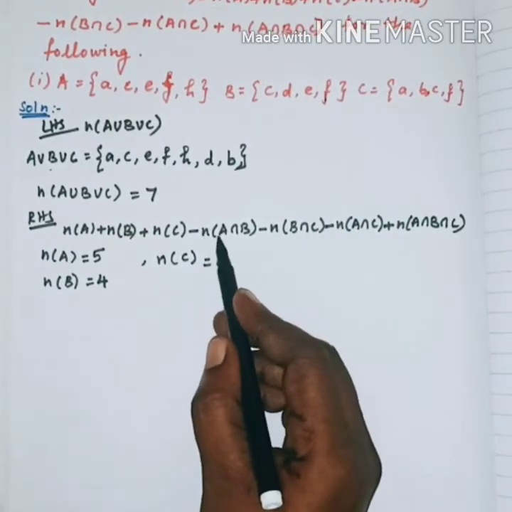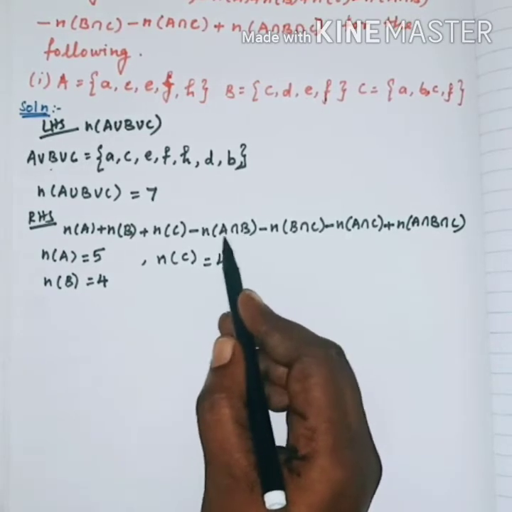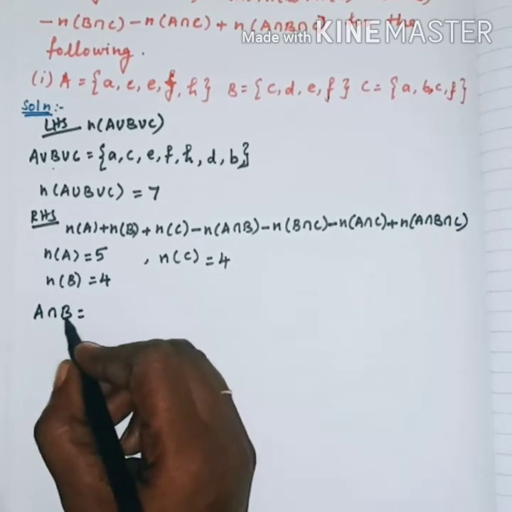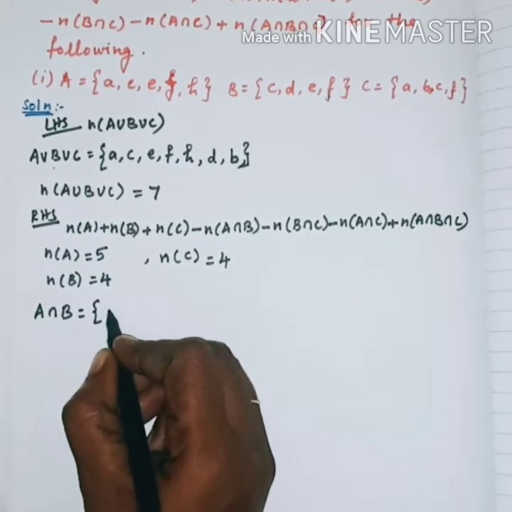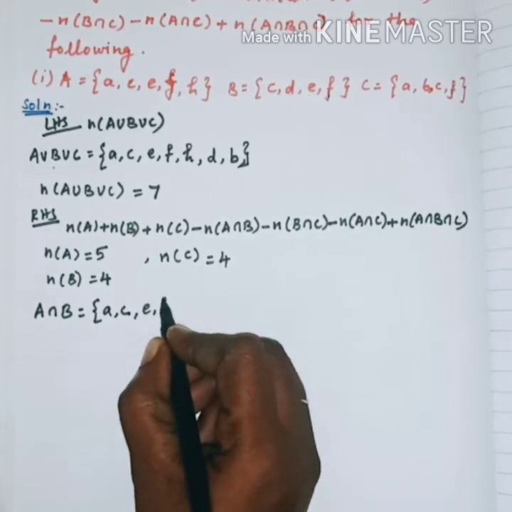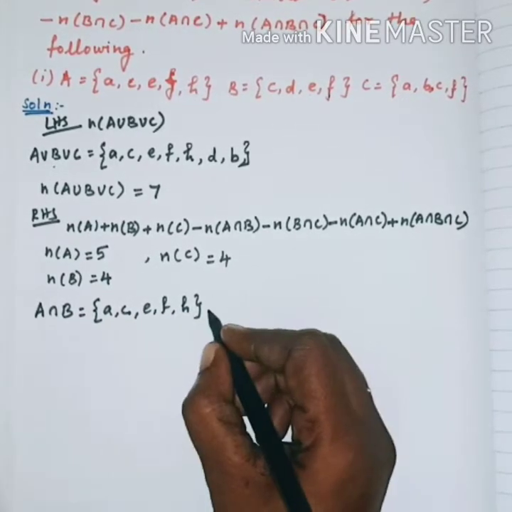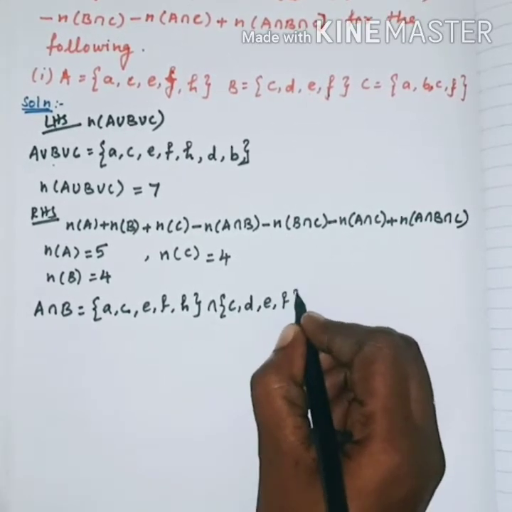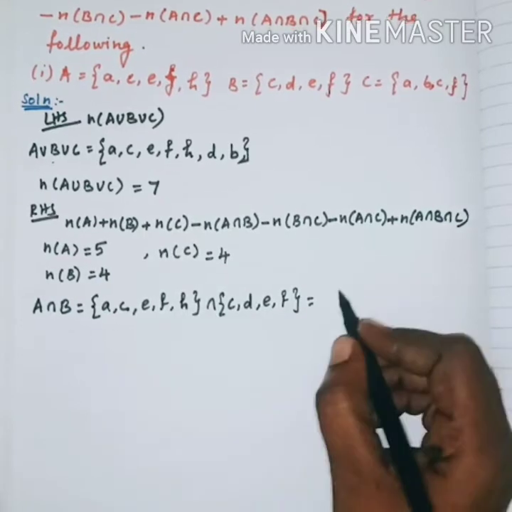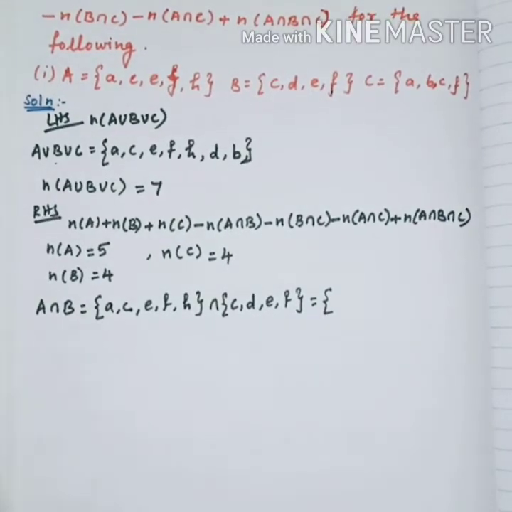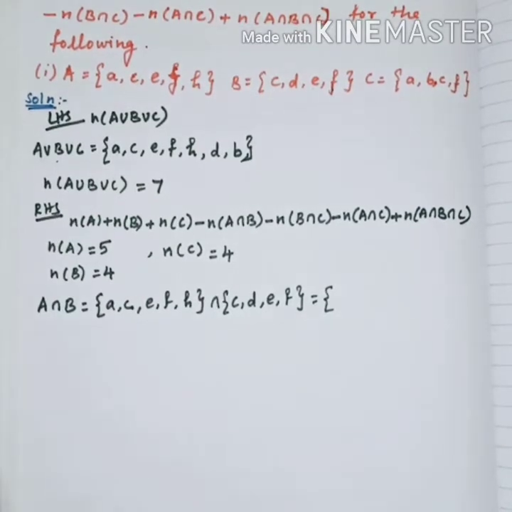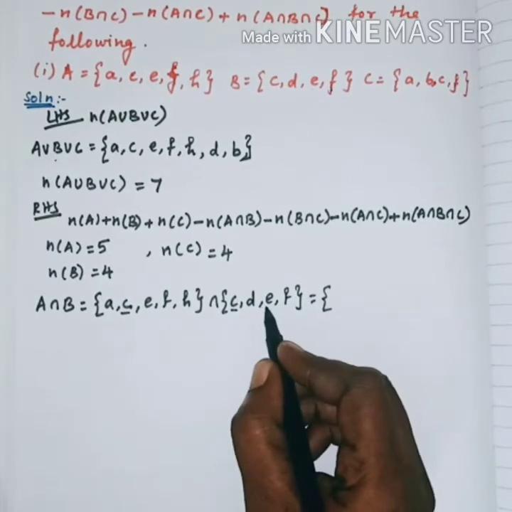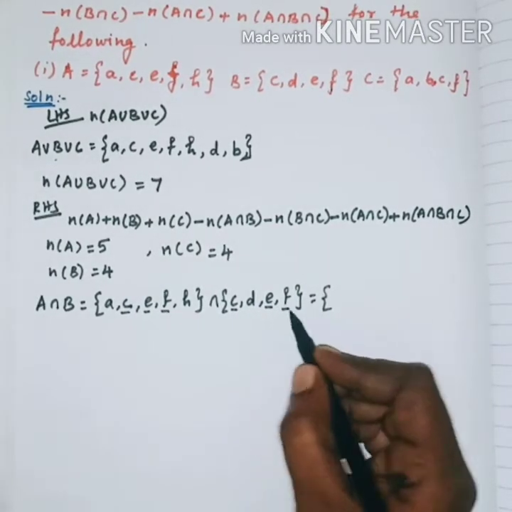Next we have to find n of A intersection B. For that we have to find A intersection B first, the common elements between A and B. The set A is A, C, E, F, H, intersection, the set B is C, D, E, F. What are the common elements in both the sets? C is a common element, E is a common element, and F is also a common element.